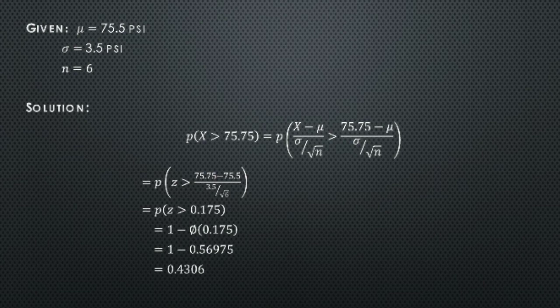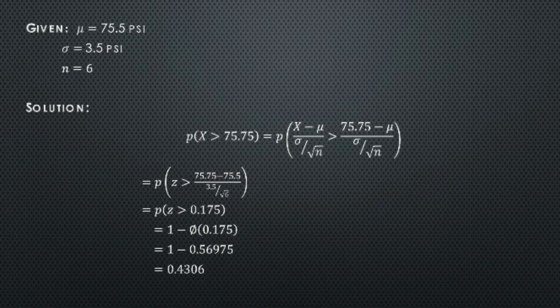75.5. Where do we get 75.5? It's the mean, and it is in the given. That's why we get 75.5, all over 3.5. The 3.5 is also in the given, which is the standard deviation, all over square root of 6. We also get the 6 in the given, which is n equals 6. That's why we substitute it, and it will become square root of 6. Now after that, we come up with P of z greater than 0.175.